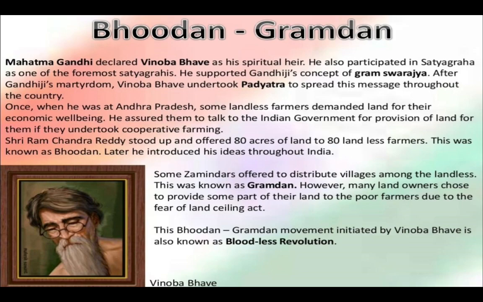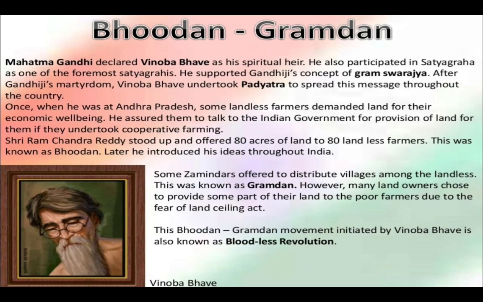Mahatma Gandhi declared Vinoba Bhave as his spiritual heir. So heir means the one who continues the generation, and spiritual means not in reality, but we can say that he has been declared as such. He also participated in Satyagraha as one of the foremost Satyagrahis. He supported Gandhiji's concept of Gram Swarajya, means village independence. After Gandhiji's martyrdom, Vinoba Bhave undertook Padyatra to spread his message throughout the country. So he was a disciple of Gandhi.